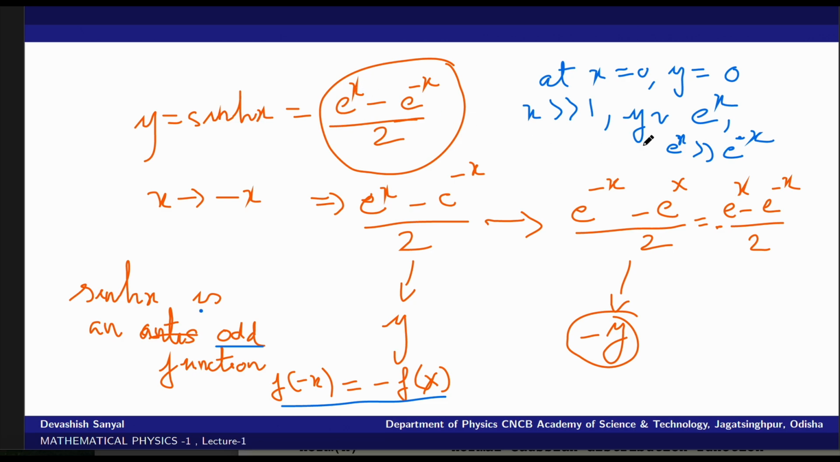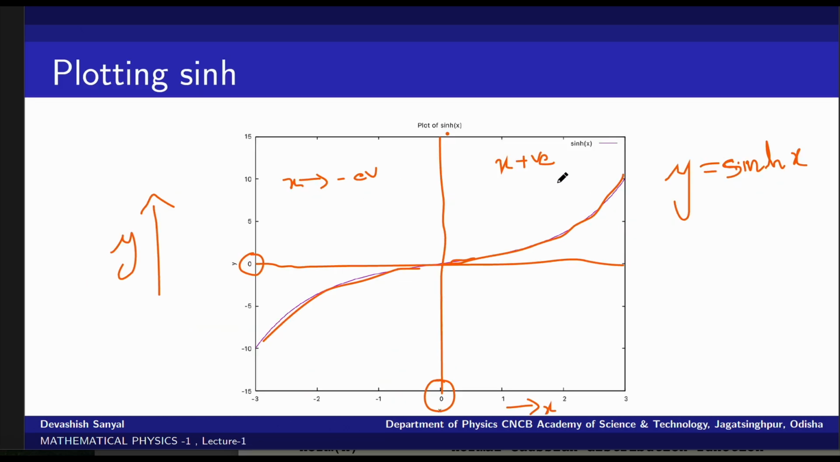And so what we will get is that at very large x, y goes as e to the power x. So you can see this is the behavior of the function between 0 and infinity. Once we know the behavior of the function between 0 and infinity, we can immediately deduce what the behavior will be between 0 and minus infinity.